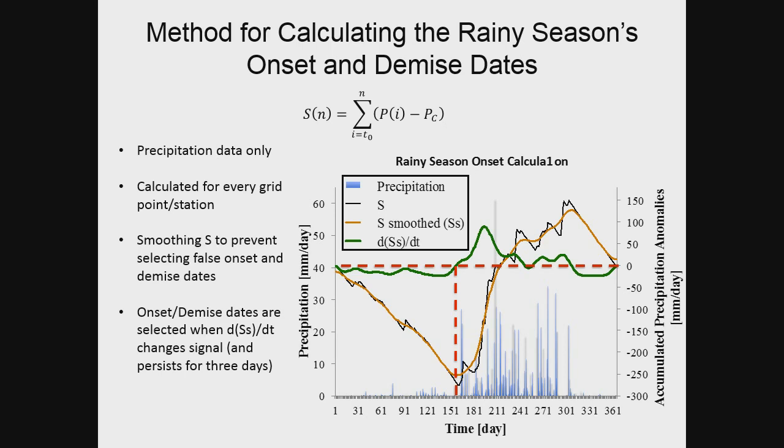And whenever that first derivative changes from negative values to positive values, I say that's the onset date of the rainy season. And a similar approach for the end of the rainy season. So you start well within the rainy season, and then those patterns will be inversed. And this method is really good for capturing the time where the rainy season is established.